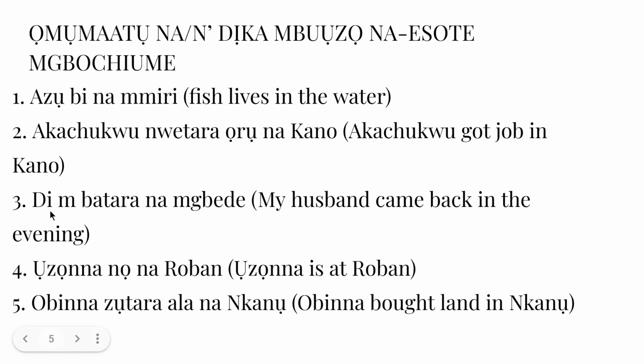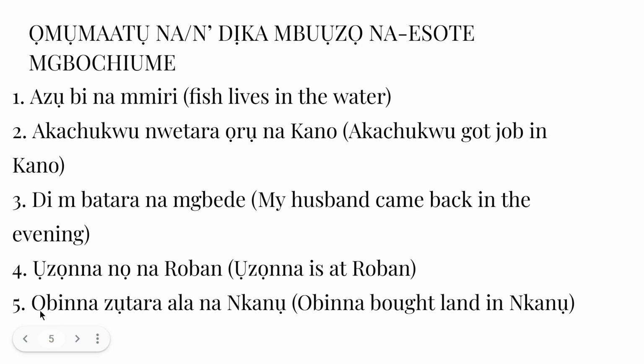3. Di m batara na mgbede. My husband came back in the evening. Na mgbede. Mgbede is evening. So na, this n is not a vowel. That is why we wrote na in full. And then the fourth one is Uzoma nọ na Ruban. Uzoma is at Ruban. So where is Uzoma? He is at Ruban. Ọ nọ na Ruban. R is a consonant.